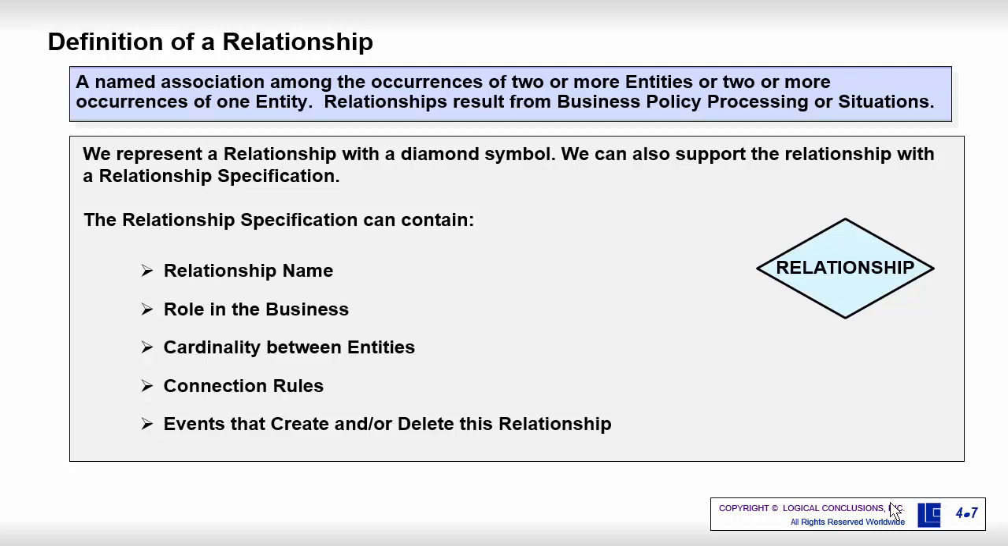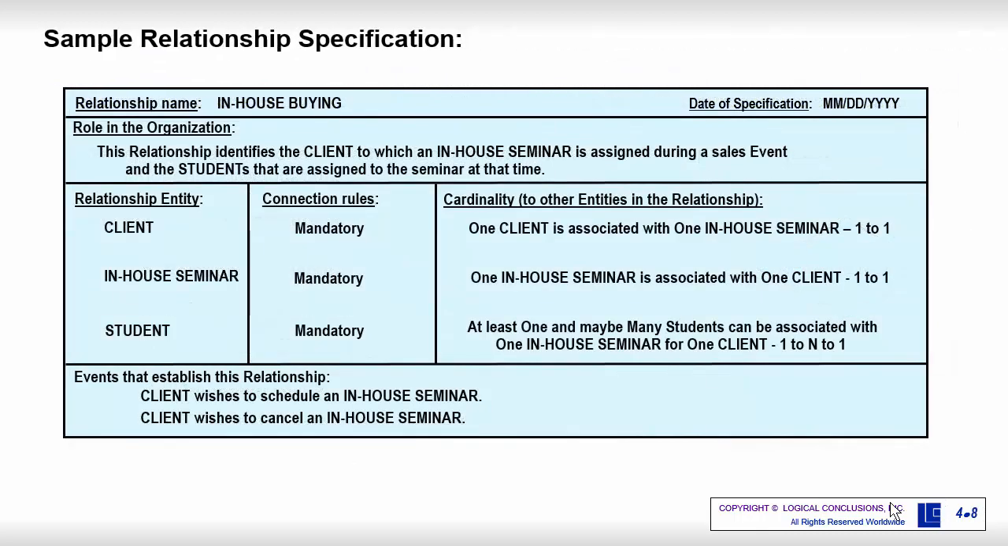The relationship specification can contain relationship name, role in the business, cardinality between entities, connection rules, and events that create and/or delete this relationship. Here's a sample relationship specification for a relationship in my business. It's for an in-house buying relationship. As you can see, we can gather quite a lot of information about a relationship also. I just want to show an example in this overview section.